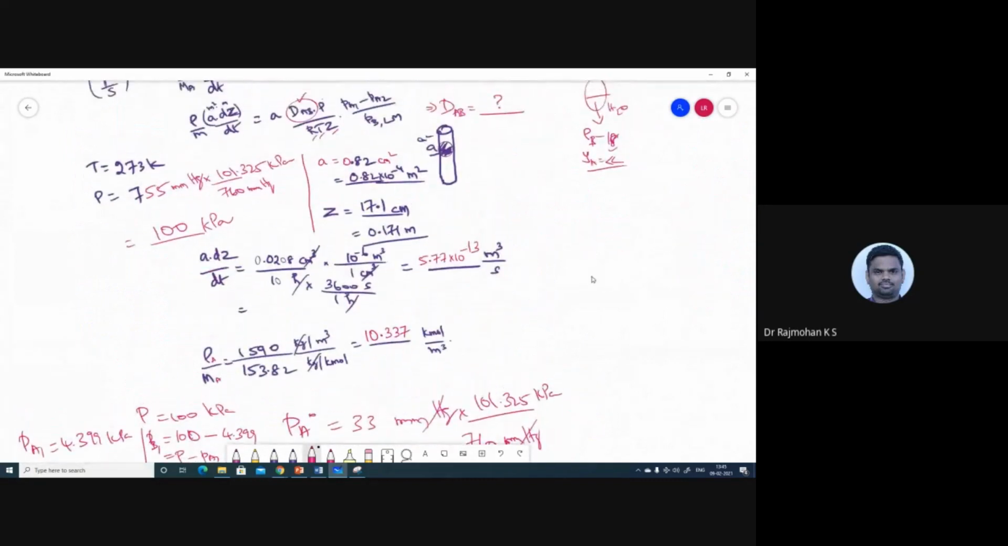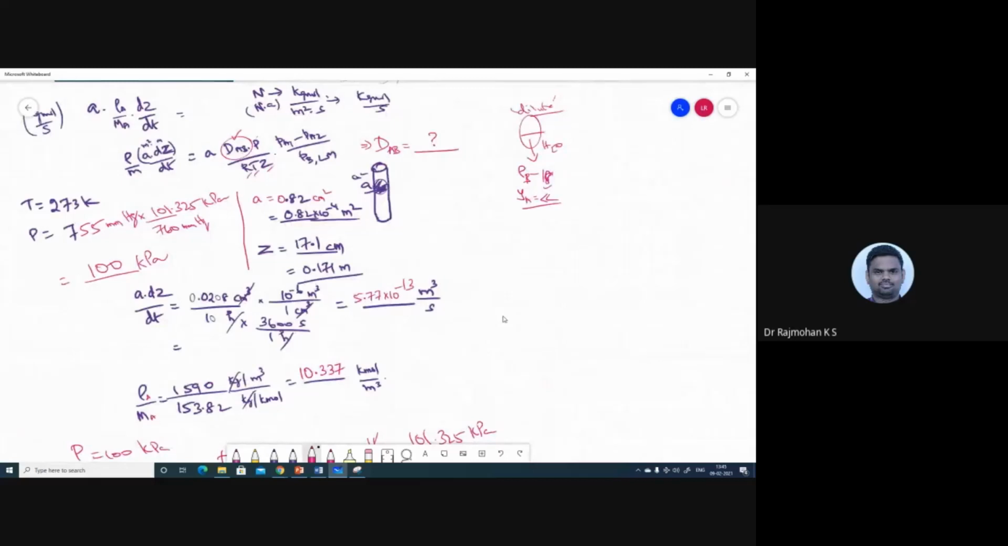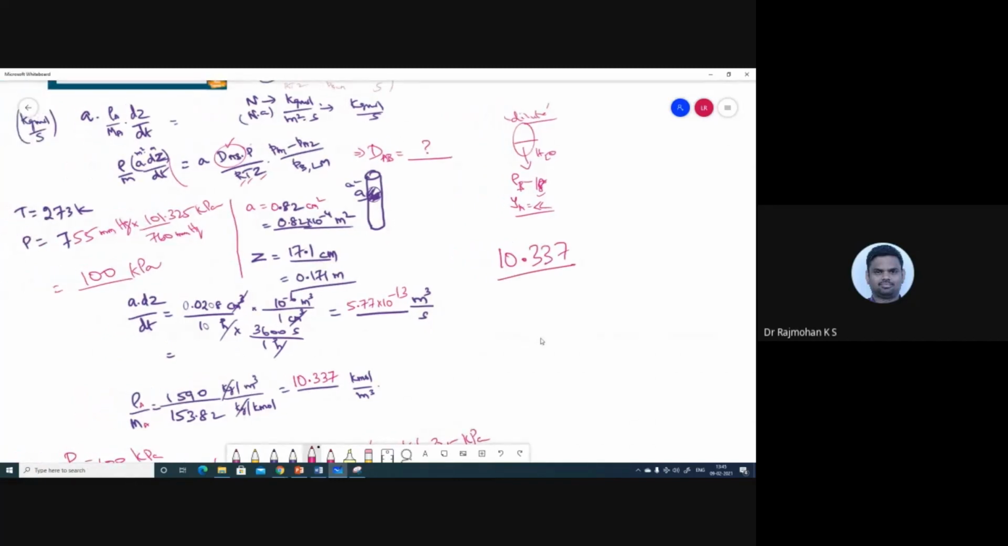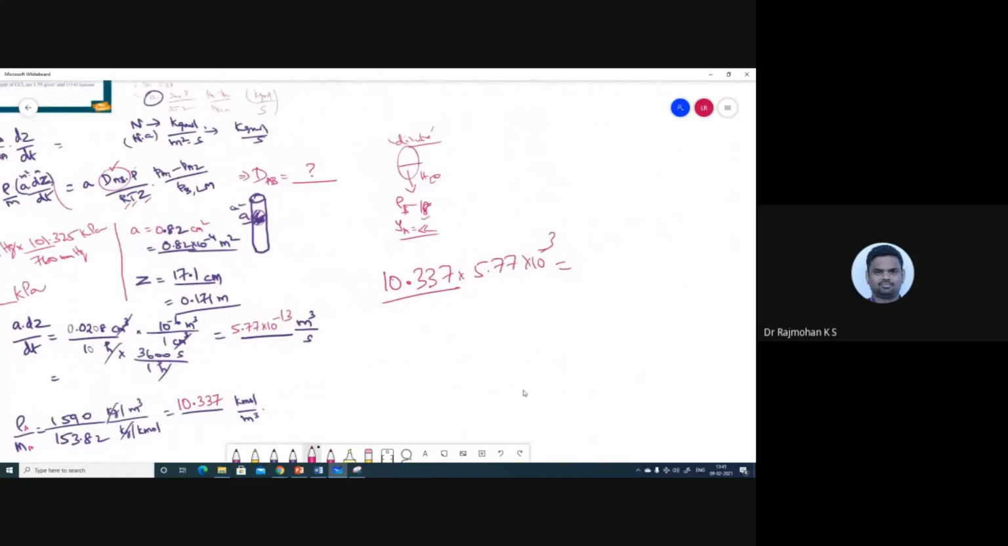So many terms. Okay, so on the left hand side, what is the value? Left hand side has rho by m. So the first term, rho by m, is 10.337. I am writing without units because of time, but you can always write with units. Then we have this A dz by dt, which is 5.77 into 10 power minus 13 on the left hand side. On the right hand side, A, which will come to the left hand side as denominator, is 0.82 into 10 power minus 4, into total pressure, which is 100 kilopascal.